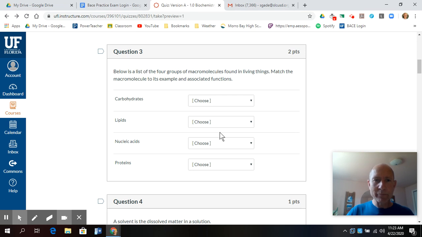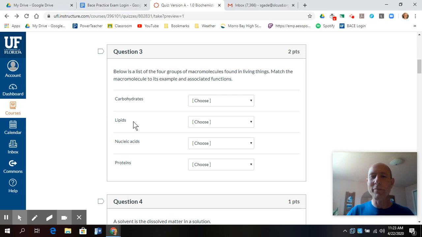Question 3. Below is a list of 4 groups of macromolecules. Macromolecule means a big molecule found in living things. Match the macromolecule to its example and associated functions. So carbohydrates, lipids, nucleic acids, proteins. You might be like, carbohydrates, I know what that is. That's like pasta and stuff. Lipids, you might not even know what that is.